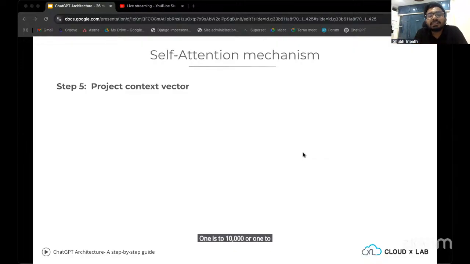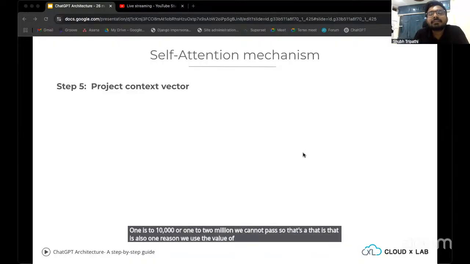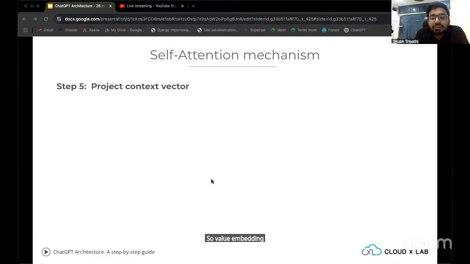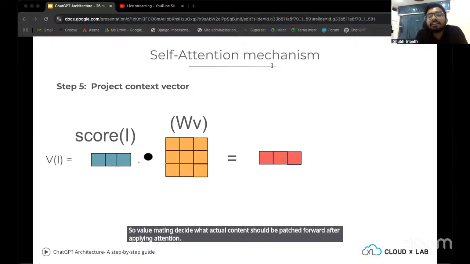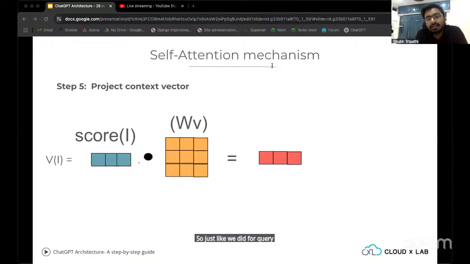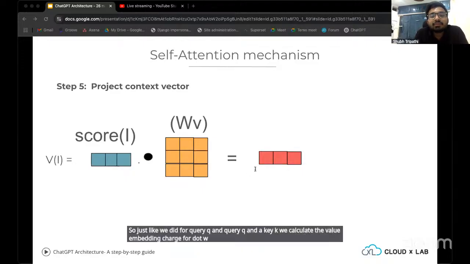We cannot pass. So that is also one reason we use the value embeddings here. We decide the shape of the WV vector based on how we want the output to be. So value embedding decides what actual content should be passed forward after applying attention. Just like we did for query Q and key K, we calculate the value embedding as score dot WV. Here score represents the attention scores and WV the weight matrix learned during training.